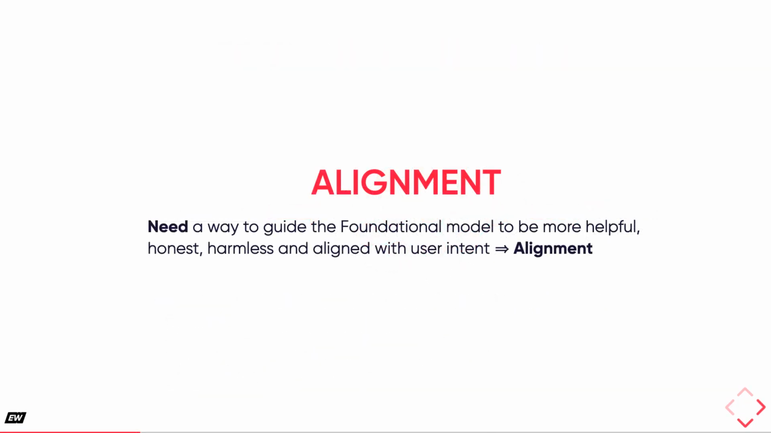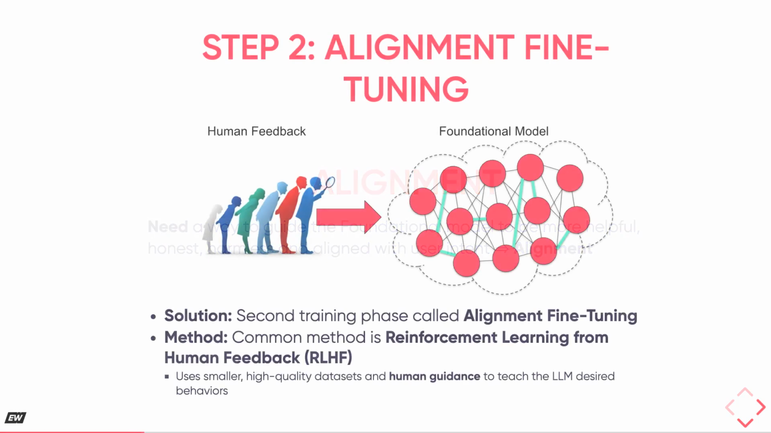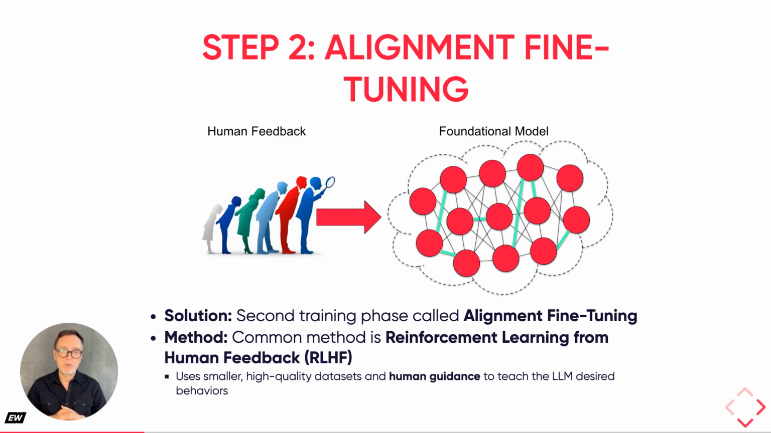Given these limitations of foundational models, there is a clear need for a process to guide them towards more desirable behaviors. We need them to be more helpful, honest, harmless, and generally aligned with user intent. This process of refining the model to meet these criteria is broadly referred to as alignment. The solution to the limitations of foundational models is a second training phase known as alignment fine-tuning. As the diagram illustrates, this involves providing human feedback to the foundational model. A common and effective method for this is reinforcement learning from human feedback, or RLHF.